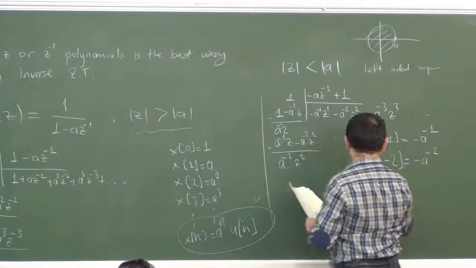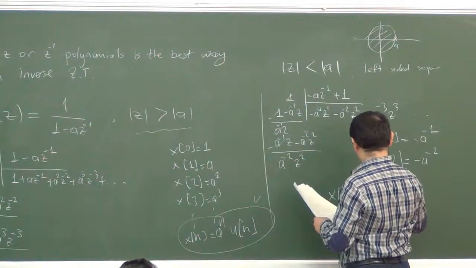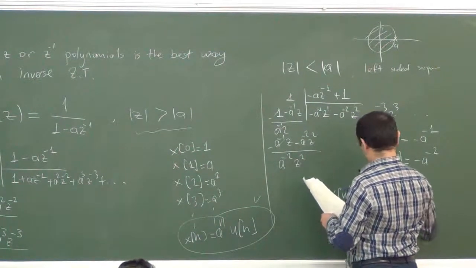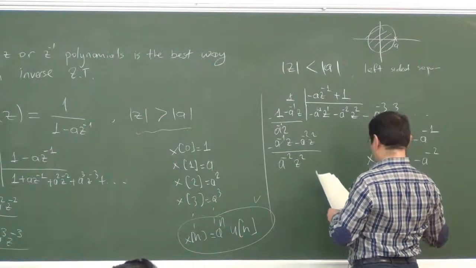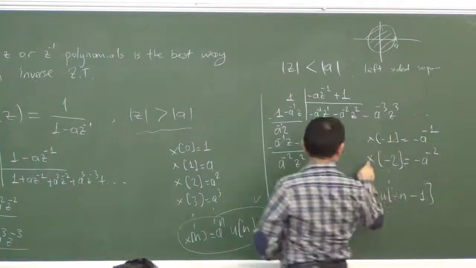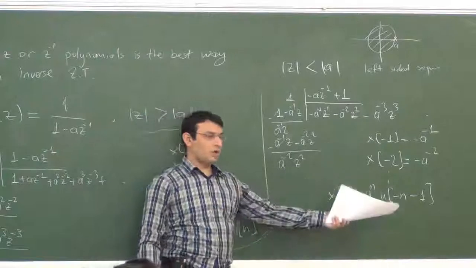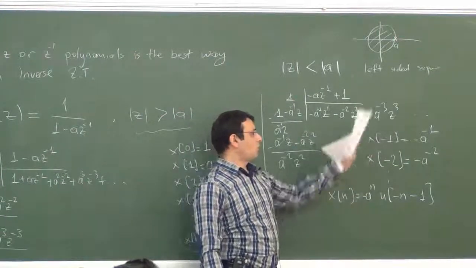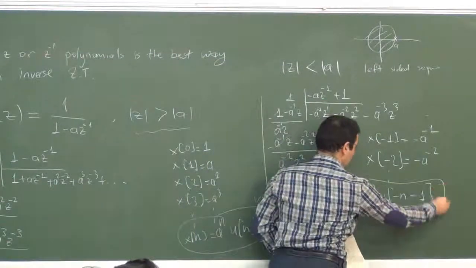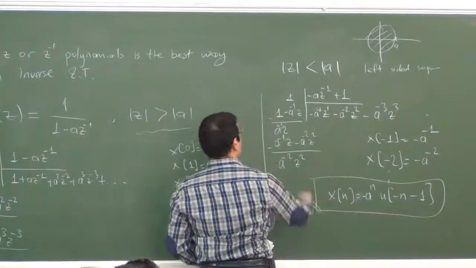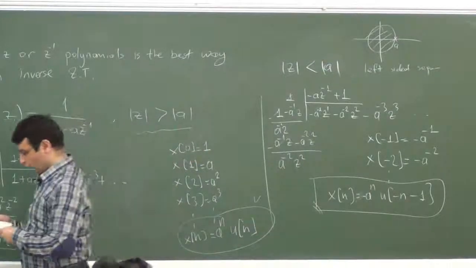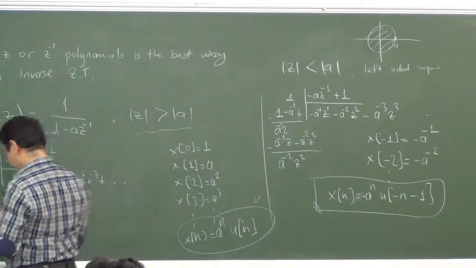Finally, what about the xn? There is a minus sign in here, and u to the minus n minus 1. Since this is a left-sided sequence and it starts from minus 1 and goes through minus infinity, the other values, the right side, are 0 in this case. So this is the inverse Fourier transform of this expression. So you find this expression simply by dividing these polynomials, numerator over denominator.